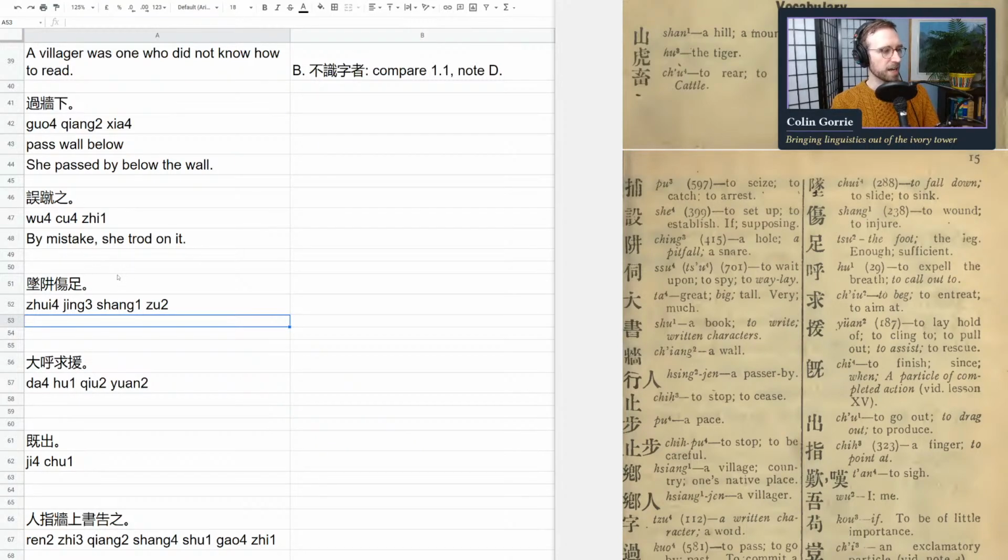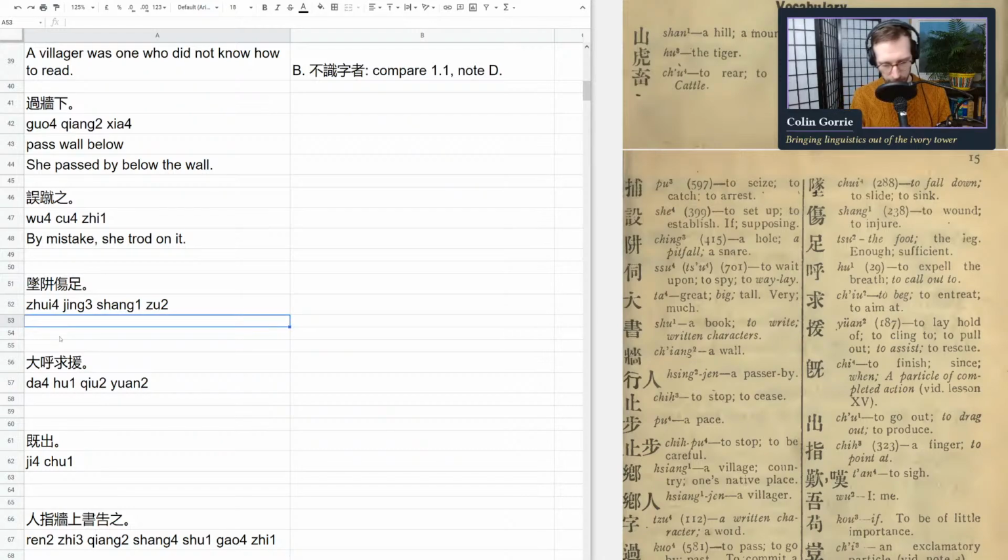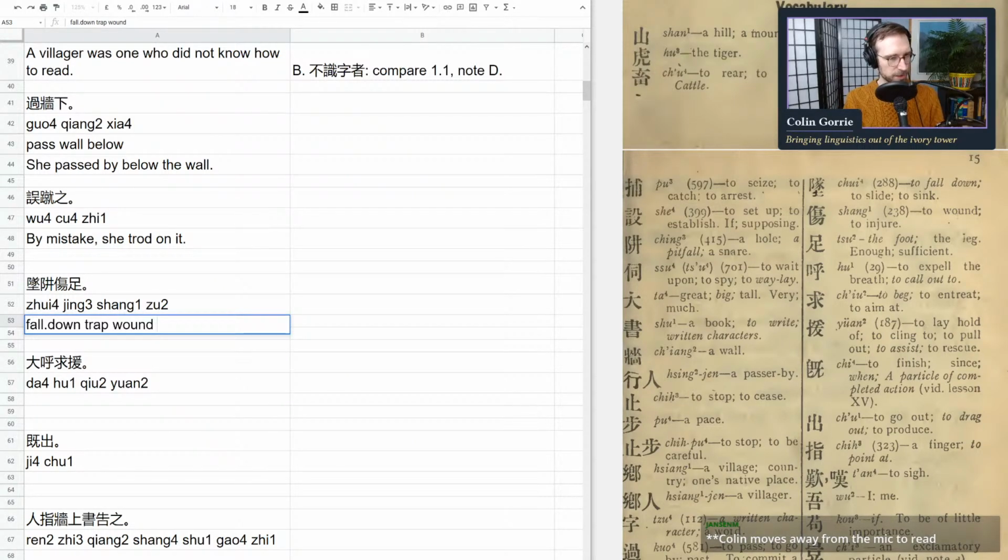坠井上足. So, 坠, fall down. So fall down, and this is the trap, the snare. I don't know what we were calling it. Let's just call it a trap. Shang, to wound or injure, and zu is the foot. Or, ironic, or enough, sufficient.